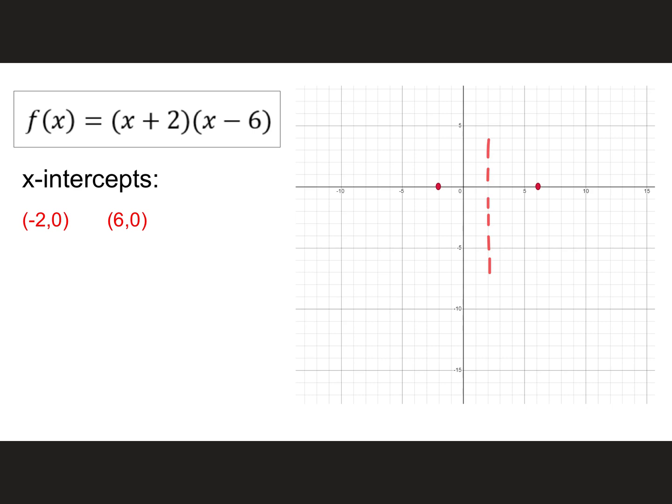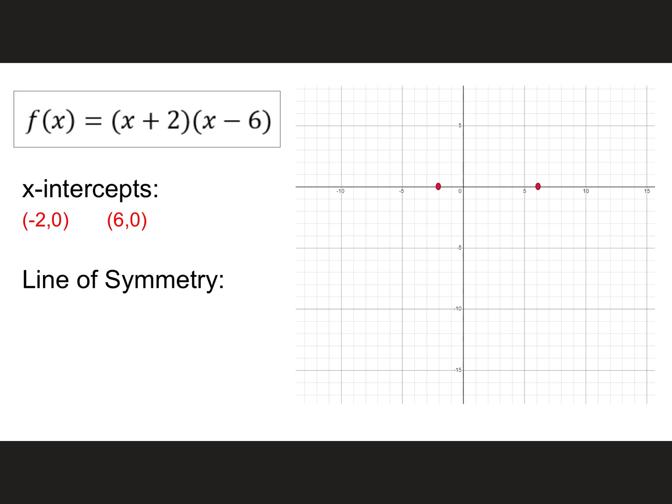But does this parabola open upward or downward? Well, by now you should know it's upward because it does not have a negative in front. But where is that vertex? A faster way to find the line of symmetry is just to take your two x-intercepts, add them, and divide by 2. That just finds the midpoint of those two. And that is 4 divided by 2, which is a 2. So my line of symmetry is x equals 2.